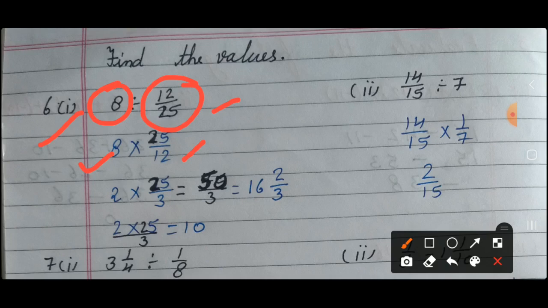Now 8 and 12 both have a common factor of 4. 4 2s are 8 and 4 3s are 12. In the numerator, we get 2 multiplied by 25, which is 50, and in the denominator, 3. So 50 upon 3, and the mixed form will be 16 whole 2 upon 3.